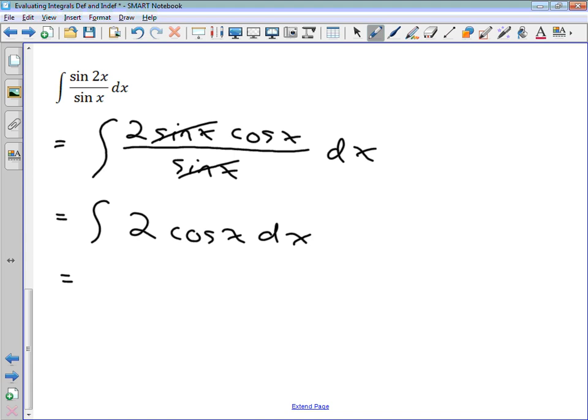So now we just need to integrate. The 2 is just a constant, so we know that constant is going to come out front. We just need to integrate cosine x here. So what's the integral of cosine x? Sine x. Okay. This is an indefinite integral. We have no limits of integration here, so the best we can do is add our constant of integration and give a general function for our answer. Okay. And that's where we're going to stop.